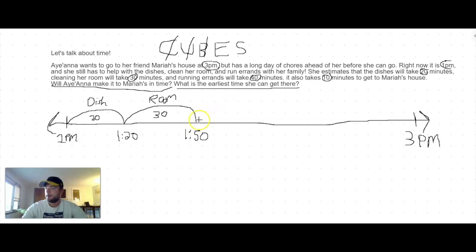Finally, we have to do another hop. A little bit bigger than the other ones, because we're running errands with our family. And I'm going to call that family here.